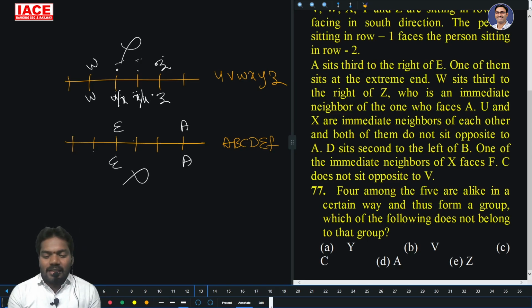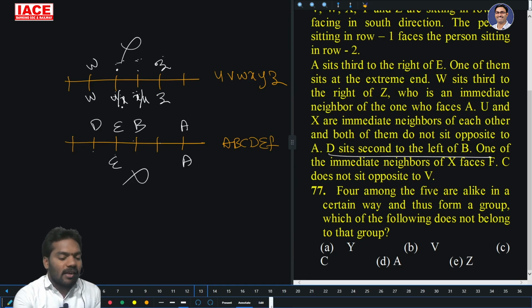Then D is second left of B. One of the immediate neighbors of X faces F. D does not face opposite to V. D is second left of B, these are the only chances for D. One of the immediate neighbors of X faces F. If I take it as X, there is no chance of F. So only chance of X, only chance of U, only chance of F, and the remaining person. And C does not face opposite to V, so the remaining person is C; not opposite to V means only chance of V and the remaining person.